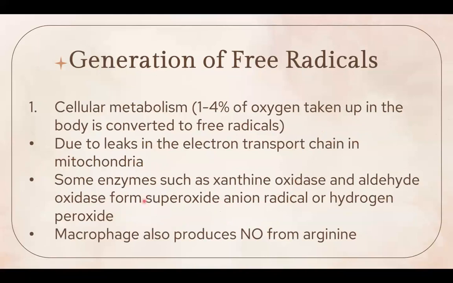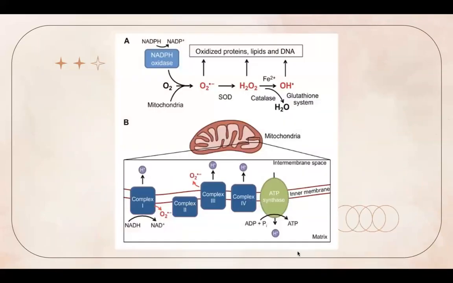And then due to the leaks in the electron transport chain in the mitochondria, we have free radicals coming out all the time. We have enzymes in place like xanthine oxidase and aldehyde oxidase, which form superoxide radicals and hydrogen peroxide, and then these radicals go on to the white blood cells, and they perform their function. And macrophages also produce nitric oxide from arginine.